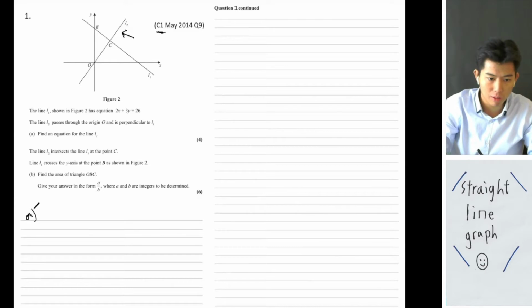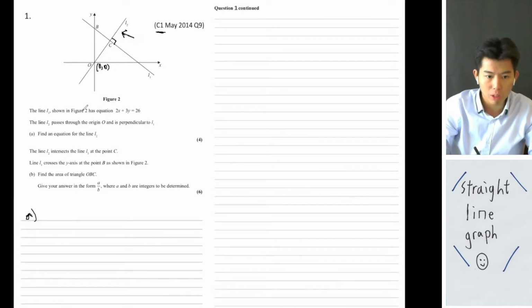And for part A, the information that I have at the moment is that these two lines are perpendicular. What does that mean? So the angle between these two lines is 90 degrees. And this line here is passing through the origin. So this one is 0 and 0.